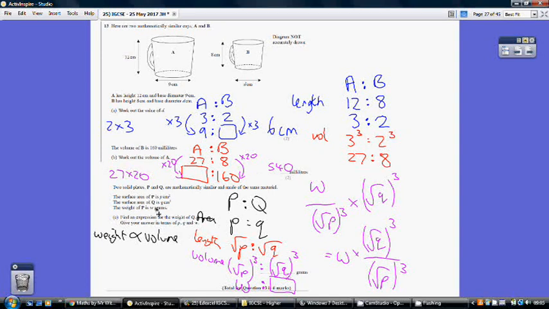Now I'm trying to work out what W is: the weight or volume of P, and I need to work out an expression for the weight of Q. So I know this is W. I need to work out this volume ratio, weight ratio for Q. So how do I get from here to here? Well, I need to divide by this and then multiply by this. To get from here to here, I need to follow this ratio. So if I divide by this and multiply by this, I work out what the weight is for Q. So that's my final answer there.